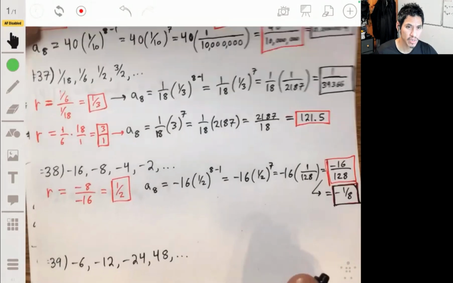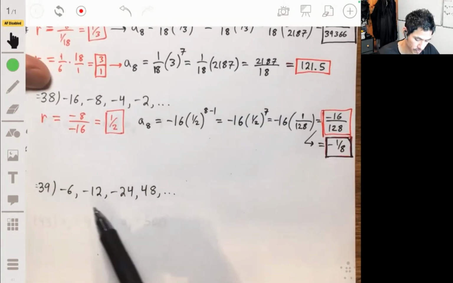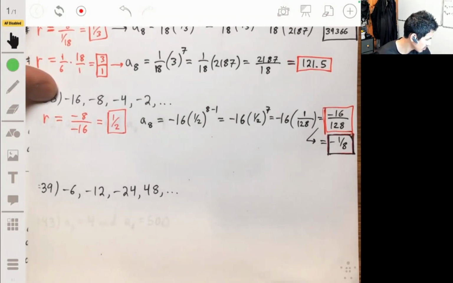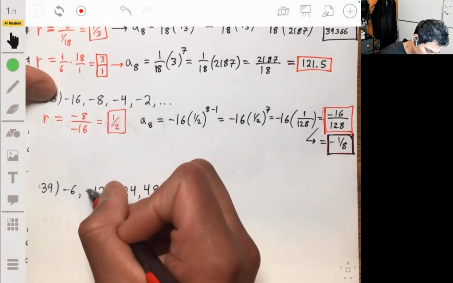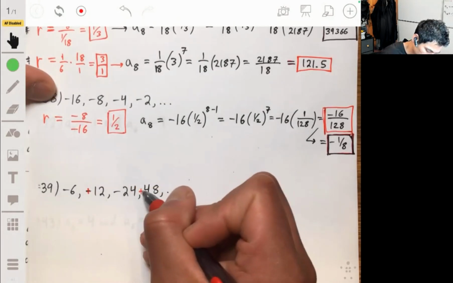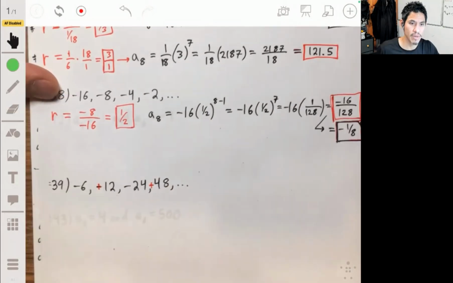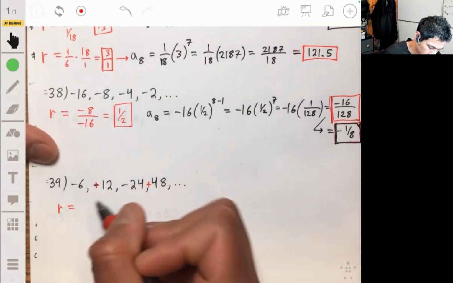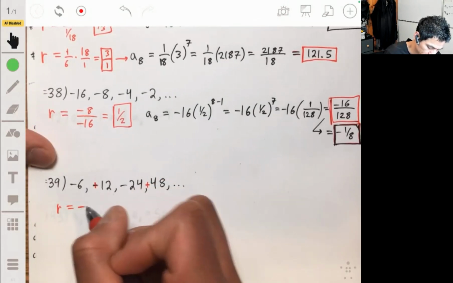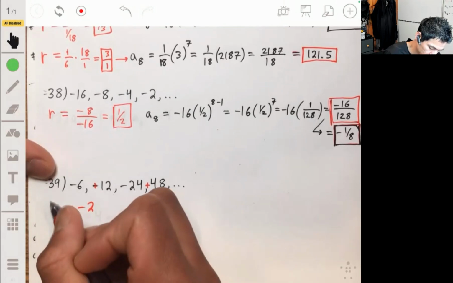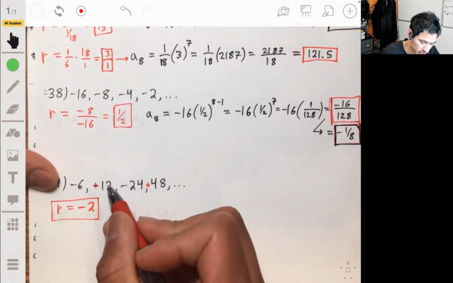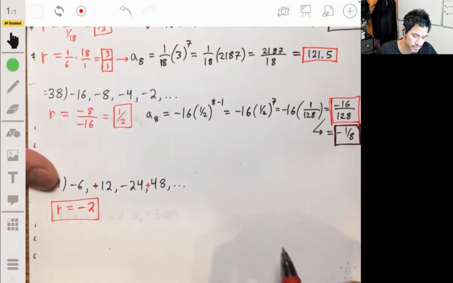One more of these guys. All right, the common ratio here. And this should be a +12, and this should be +48. I didn't really copy that correctly. So then the common ratio here will be -2. This 12 over -6 is -2. -24 over 12 is -2.